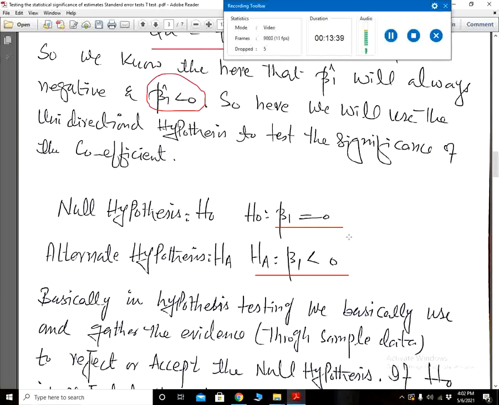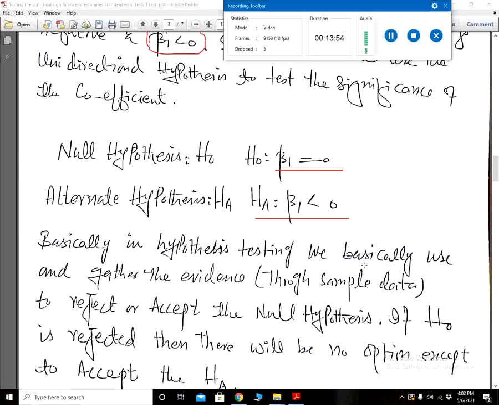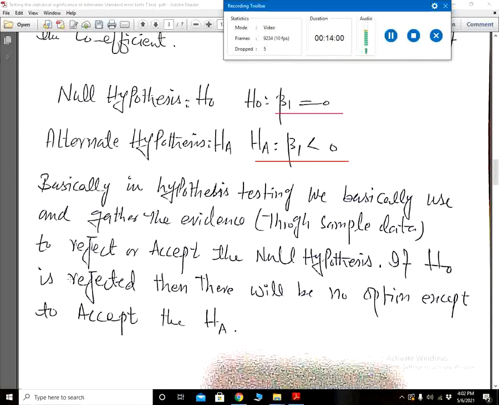If the null hypothesis is rejected in this case, the alternate hypothesis will automatically be accepted, that beta 1 is not equal to 0, it is less than 0. Basically in hypothesis testing we gather evidence through sample data to reject or accept the null hypothesis. Again we stated that our objective hypothesis is the null hypothesis, and our objective is to reject the null hypothesis.